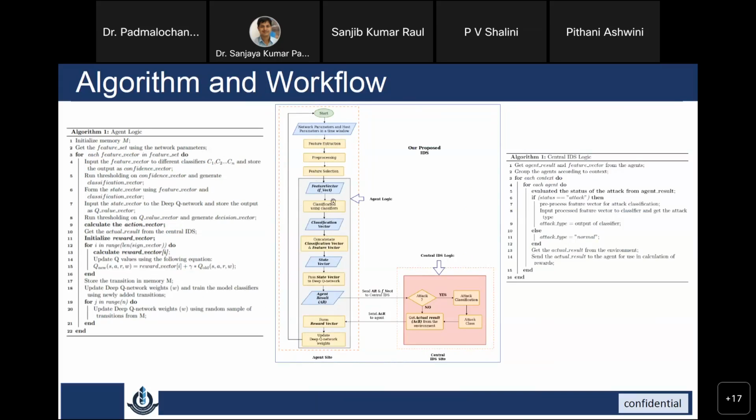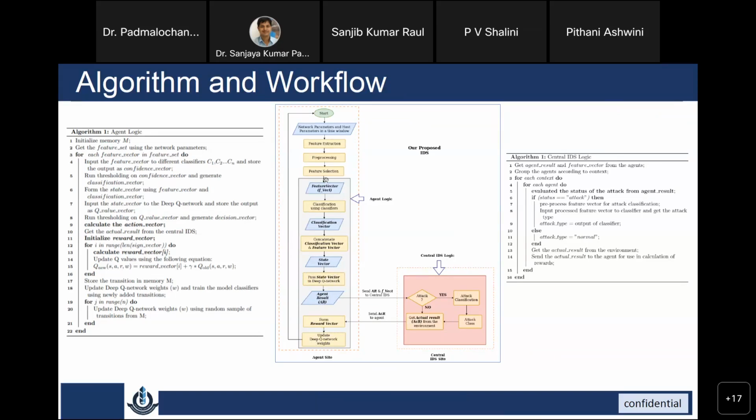Here we use various classifiers, and then a deep Q network. Finally the agent result is generated, and this agent result is sent to the central IDS. The central IDS calculates the reward, and finally it updates the deep Q network. You can see that from the state vector to the agent result, this action vector, is where the deep Q network works.